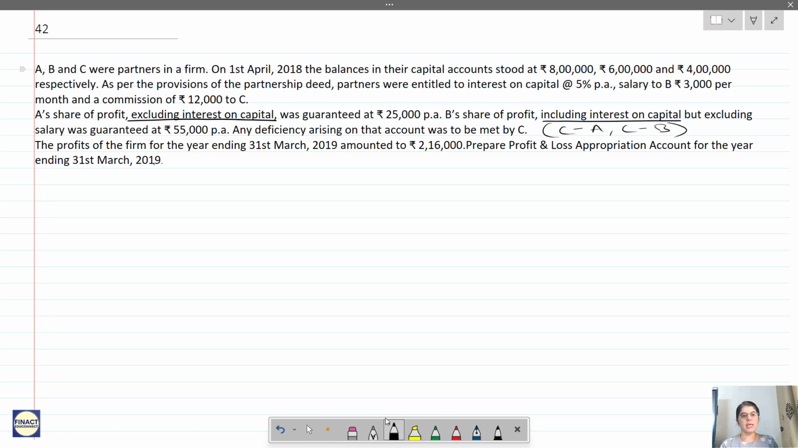Now let us see. The profit for the firm for the year ending is given as 2,16,000. Prepare profit and loss appropriation account for the year ending 31st March 2019. So let us prepare a profit and loss appropriation account. Here you have a lot of things, right? You have interest on capital, salary, commission. So your profit and loss account has to be a little big. Make it three-fourths of a page or so.